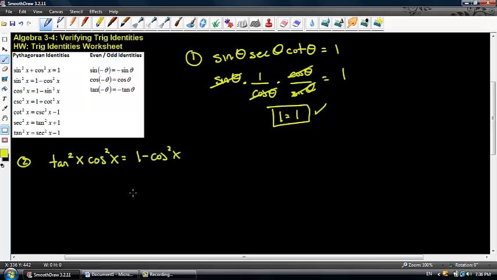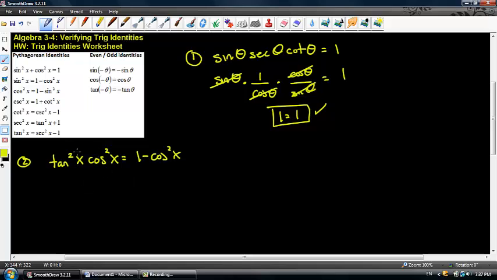In this next example here, both sides kind of look complicated, but it's up to you to decide which side you want to work with. And with trig identities, one thing I forgot to mention is you only want to work with one side. You really want to just stick to one side and make sure that one side equals the other.